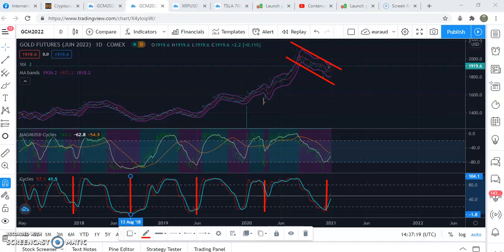Today we will be analyzing three assets: gold, Ripple against US dollar, and Tesla. We will see where they might move over the next weeks and months. And we will actually be analyzing the cyclicity beneath the three assets.